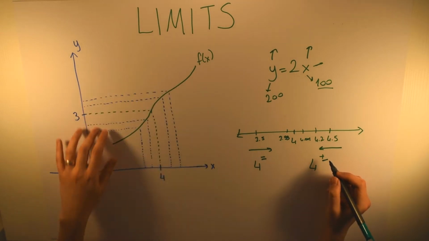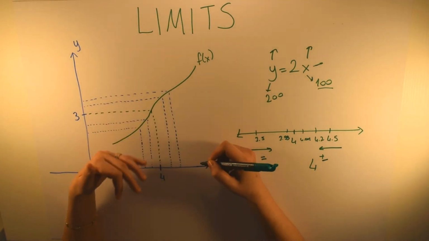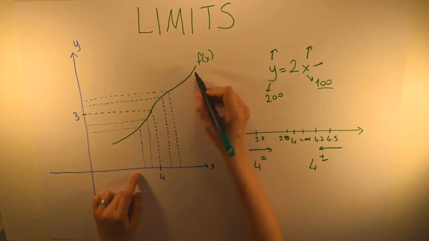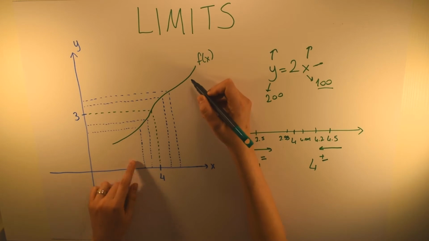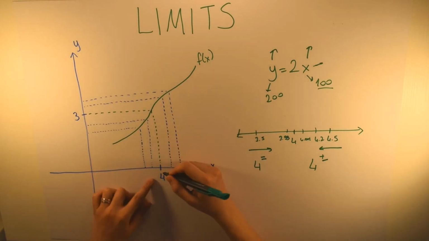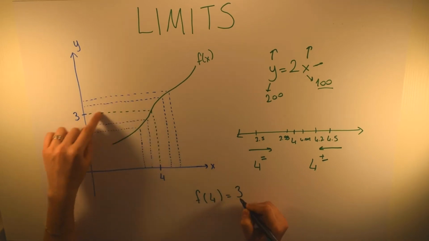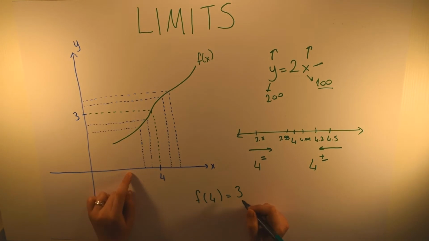So let's see it with a function. For example, when we look at this graph, as you can see, we have this f of x function, and on this graph, f of 4 is equal to 3. You can see this from this graph. So let's see if this function has a limit or not.